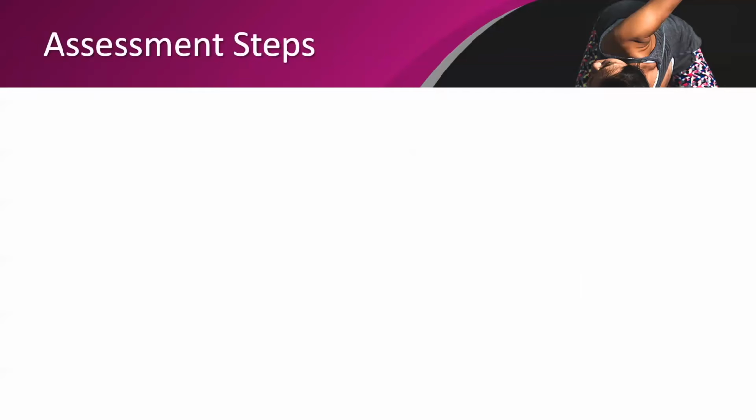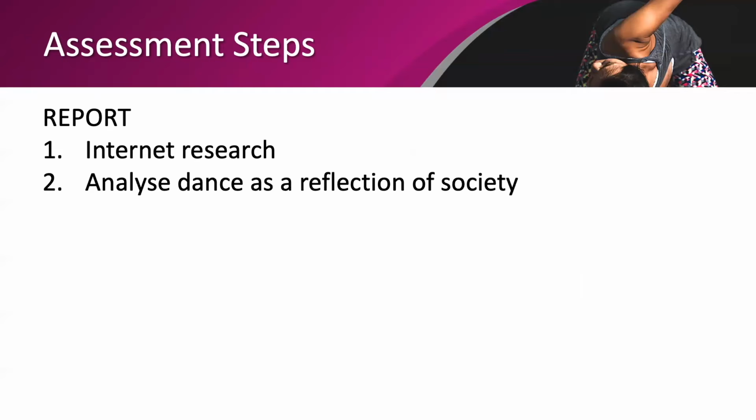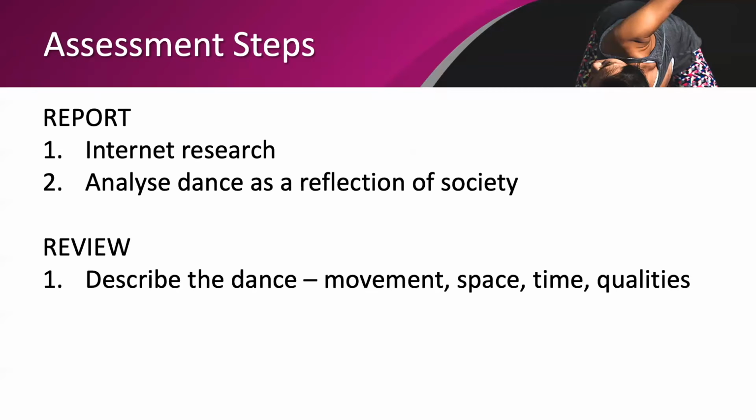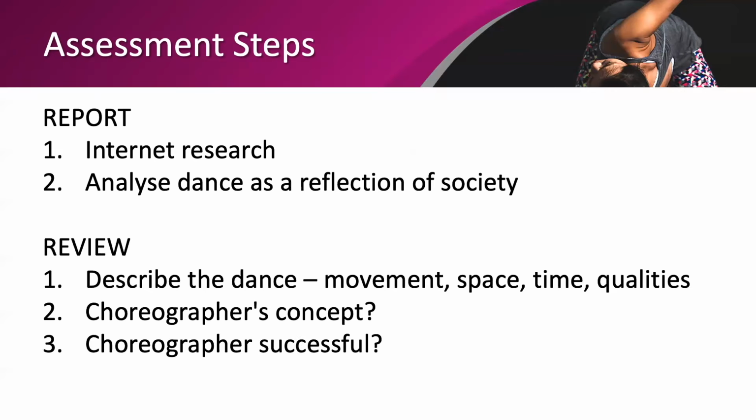To do the research, these are the following steps students need to take. They need to use a range of technologies like the internet for dance-related research. They need to analyse dance as a reflection of society. And for the review, they need to describe the dance, such as the movement, the space, time, and qualities. They need to answer what is the choreographer's concept or idea in the work, and whether or not the choreographer was successful in portraying their concept or idea. And lastly, the students need to provide their own personal impressions, including their personal bias statements.